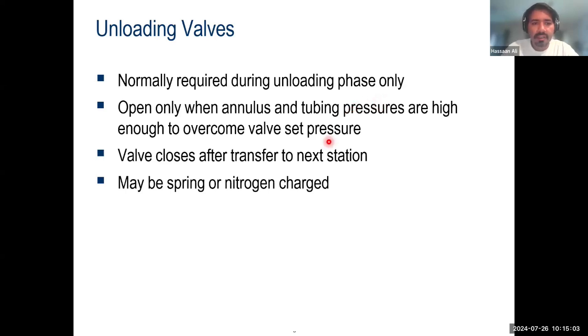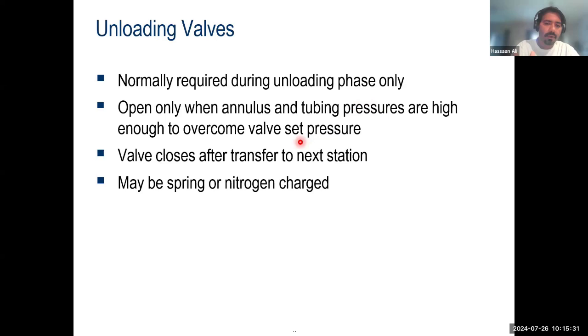So one of the characteristics of the unloading valve is that it opens only when the annulus and tubing pressures are high enough to overcome the valve set pressure. The valve is actually set either through a spring or through a nitrogen charged dome, so that it will not open until certain annulus and tubing pressures are met. That is one of the considerations, and I will show you how we determine that pressure in the coming slide.